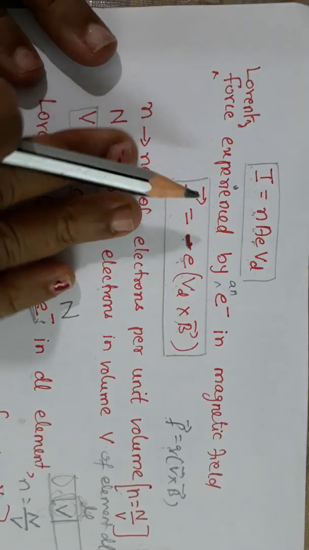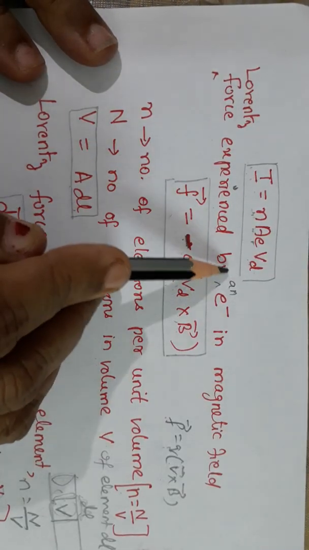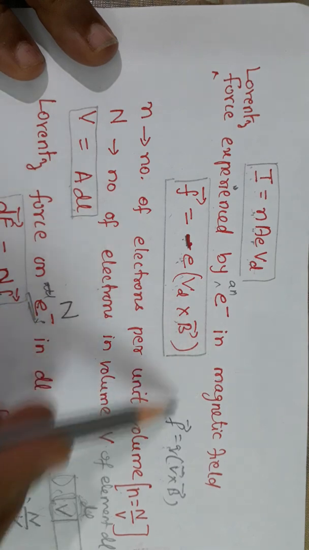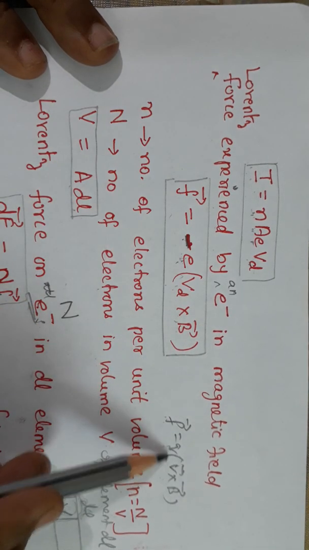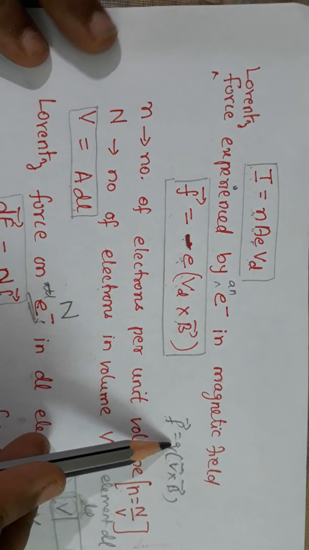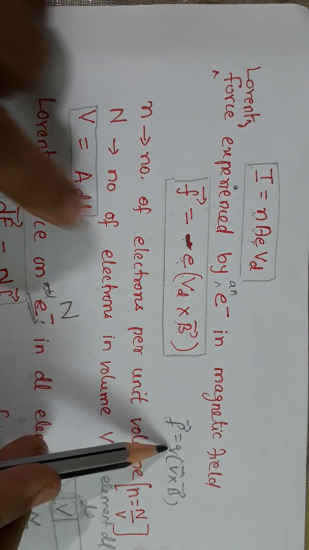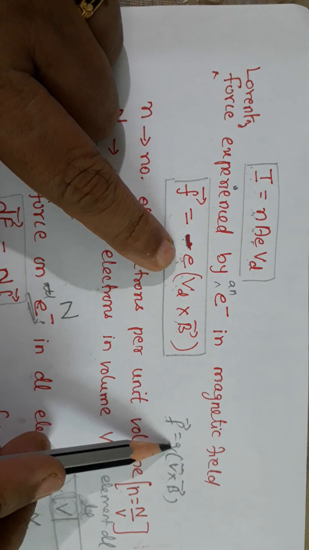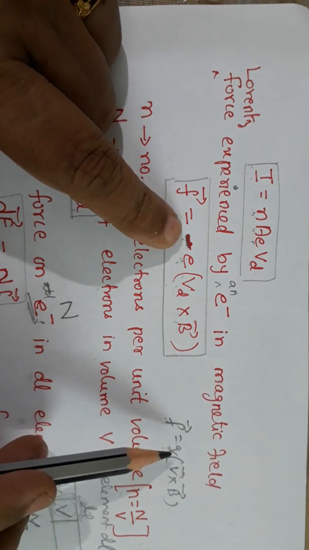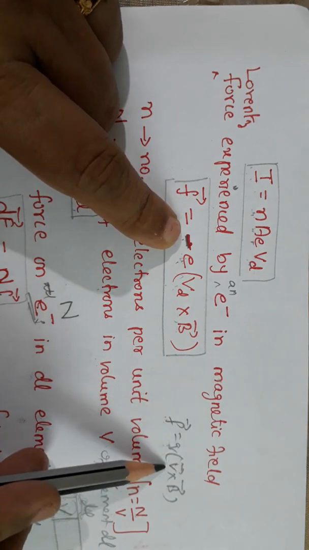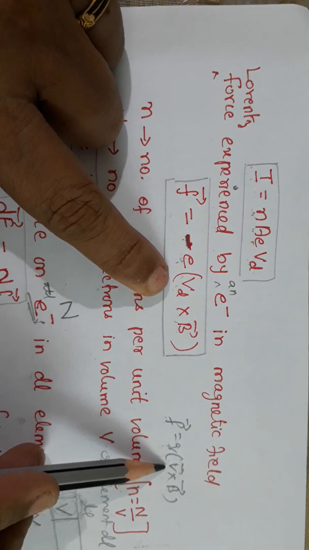Now you know the Lorentz force experienced by an electron in a magnetic field. This is the general formula: F is equal to q into V cross B, right? We are replacing q as minus e because here we are considering the electron. The electron has a negative charge, so we put a minus sign here. Instead of V we are writing Vd, the drift velocity.